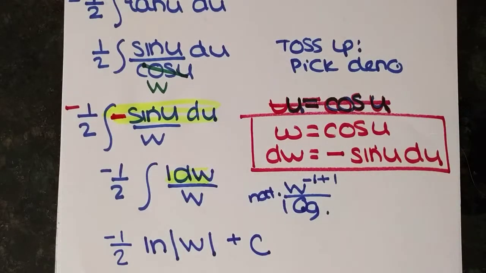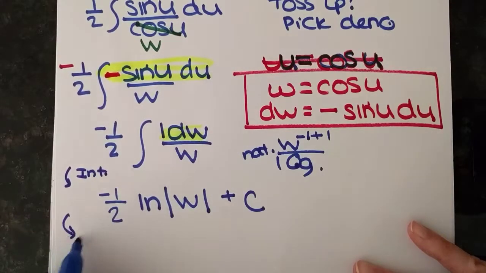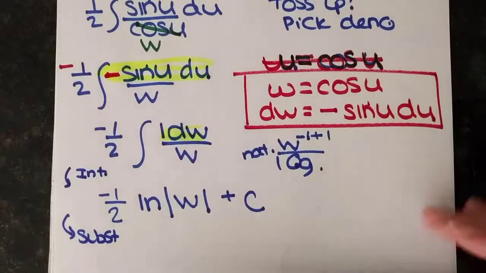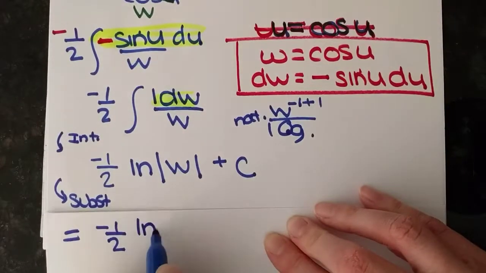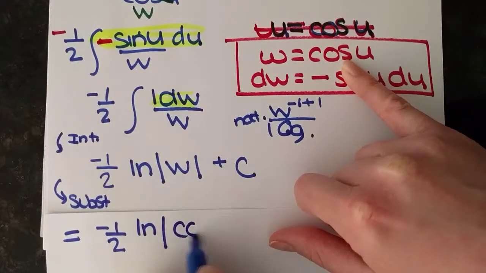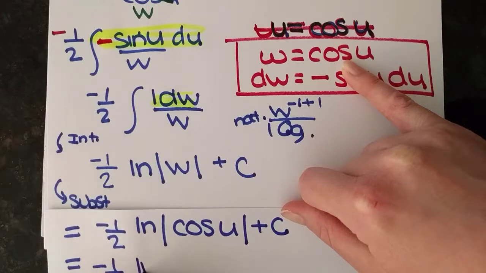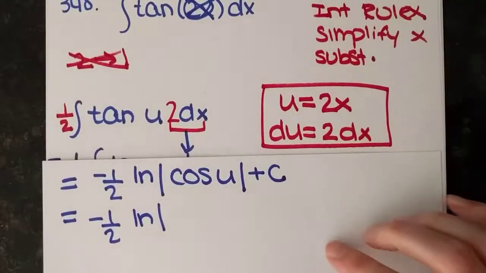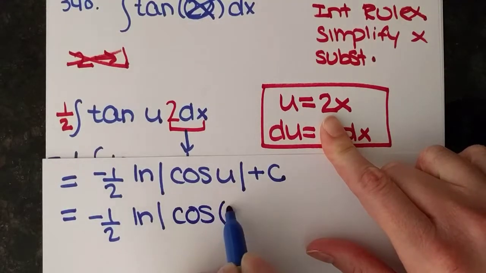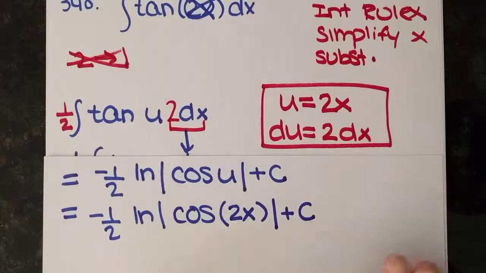Now, we are not done because we have to substitute back. So we went through the integration and we finally integrated. So going from here to here, that is my integration step. And then going from here to here, I'm going to substitute back. All right, so first I substitute in what my w is. So I have negative 1/2 natural log absolute value. w is cosine of u plus c. Then I substitute in what my u is, and that I have to go way back up to the top of the problem, and u is equal to 2x. So this is cosine parentheses 2x plus c. And now we're back in terms of the original variable, so that is our final answer.